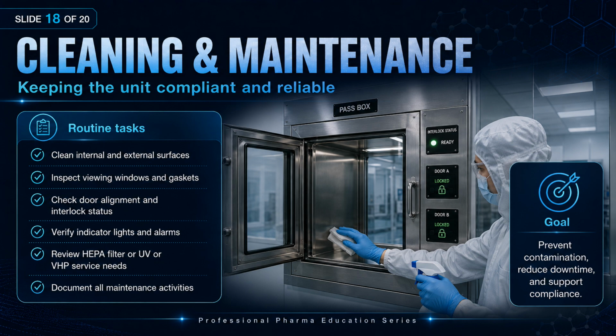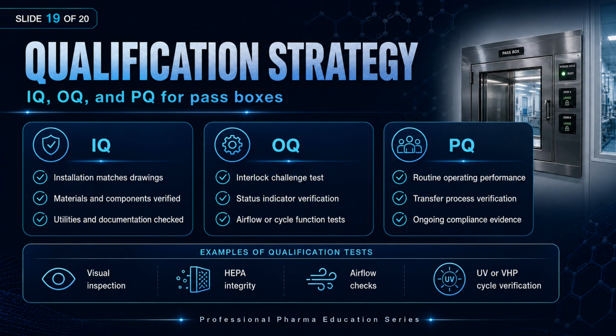Qualification Strategy. Installation qualification confirms that the pass box is installed according to approved drawings, specifications, and utility requirements. Operational and performance qualification verify interlocks, indicators, airflow, decontamination cycles, and reliable performance during routine material transfers.